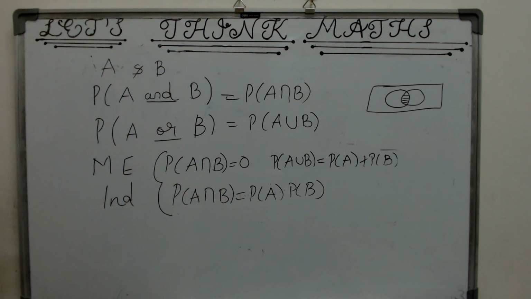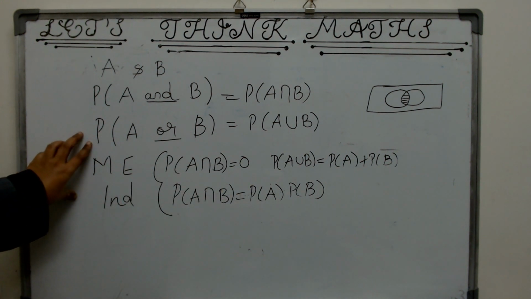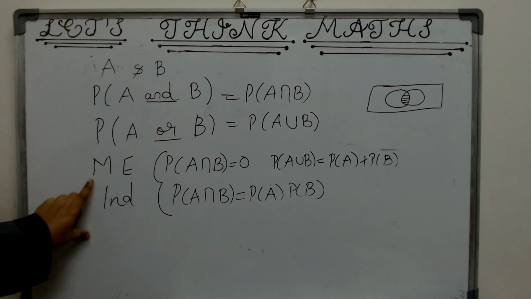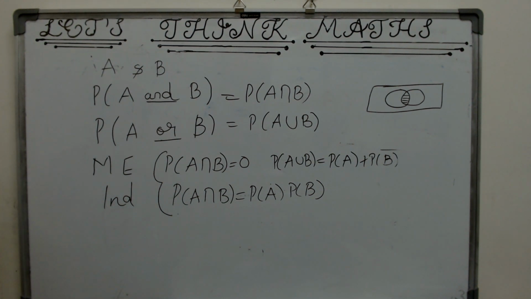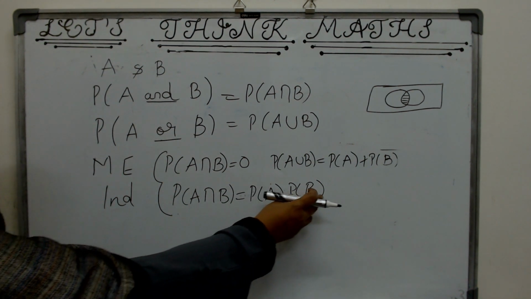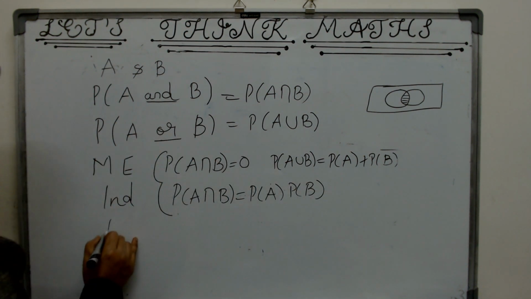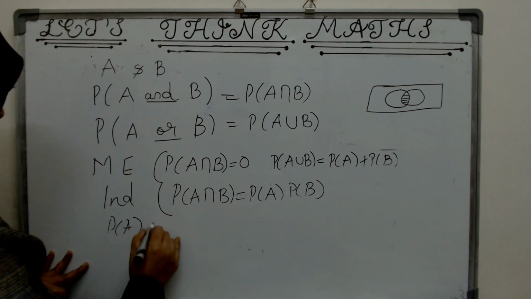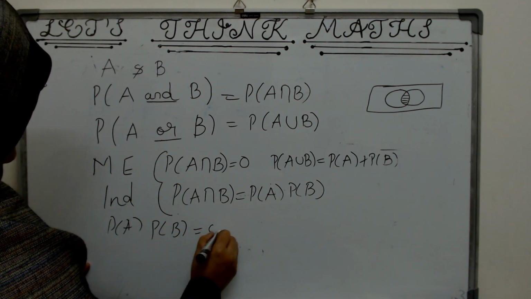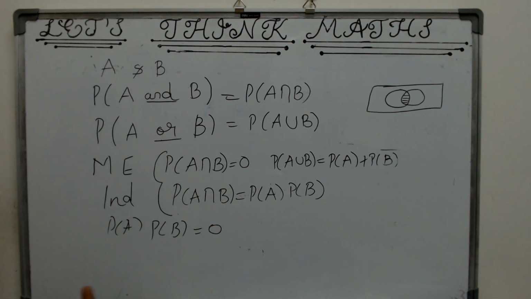And when do you think an event will be both mutually exclusive and independent? That will happen when P(A ∩ B) is equal to 0. And when will that happen? When is the product of two numbers 0? When one or both are 0. Or in other words, when one or both are null sets.